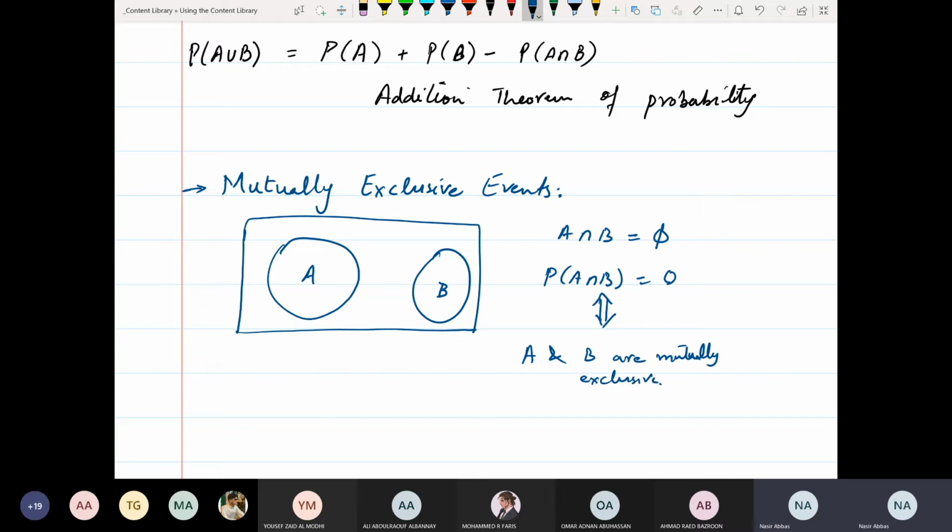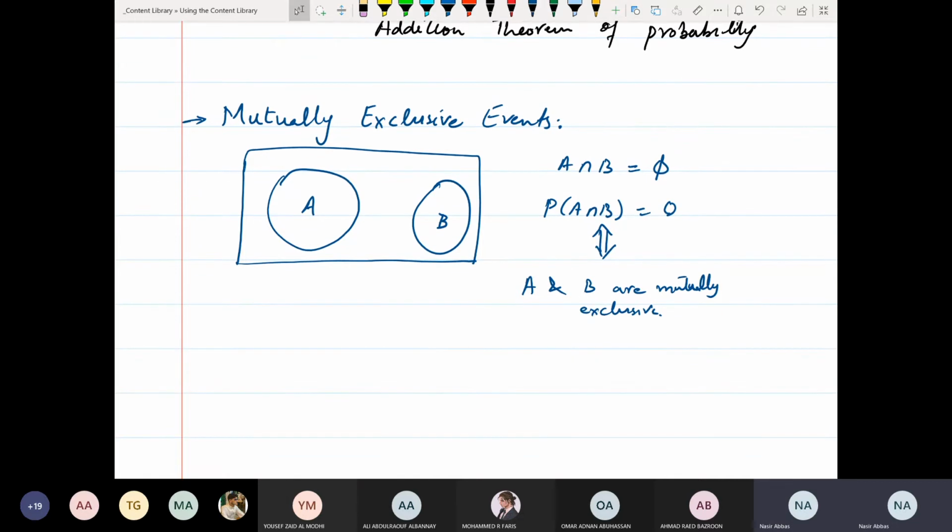So sometimes in the question we tell you that A and B are mutually exclusive. We don't tell you that A intersection B is 0. So mutually exclusive means they are 0. Another terminology that we use sometimes is called exhaustive events.